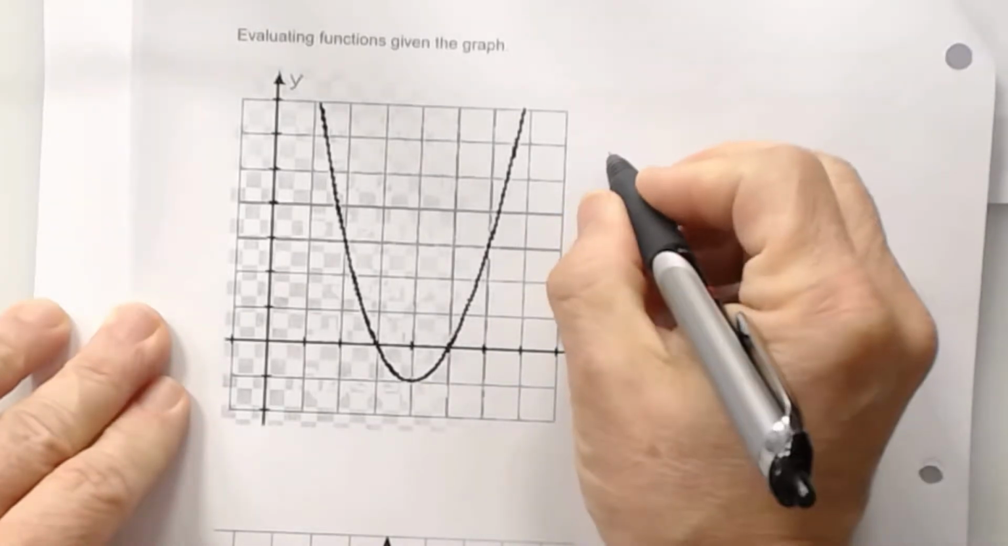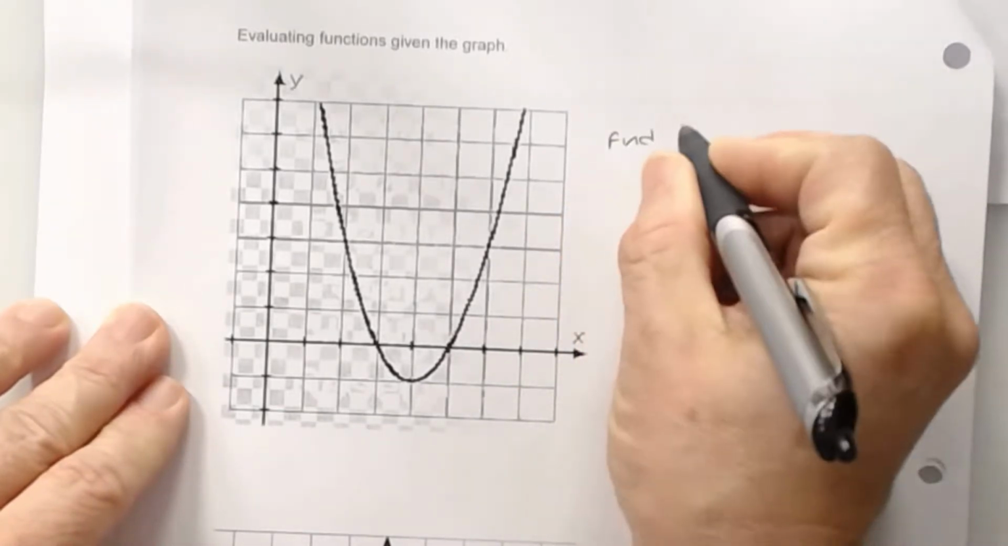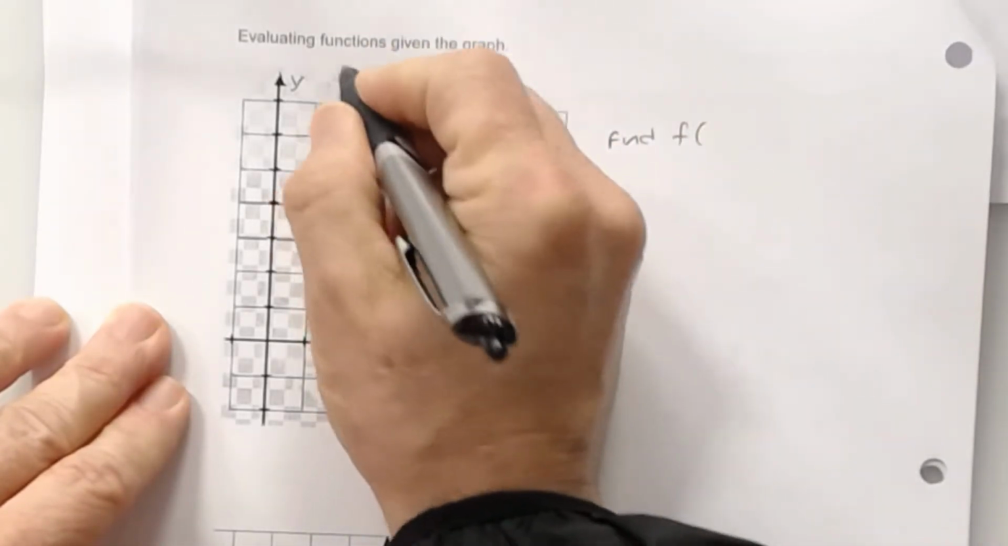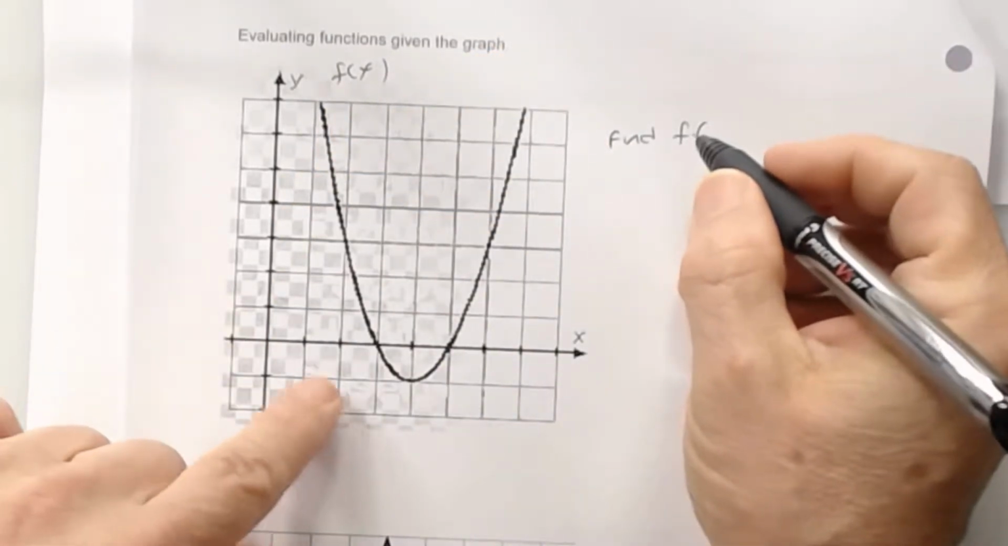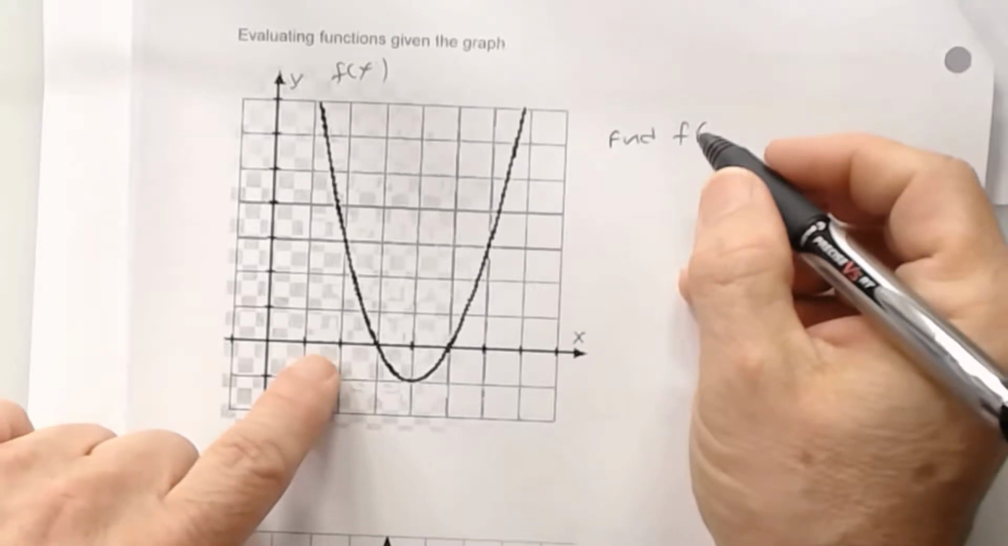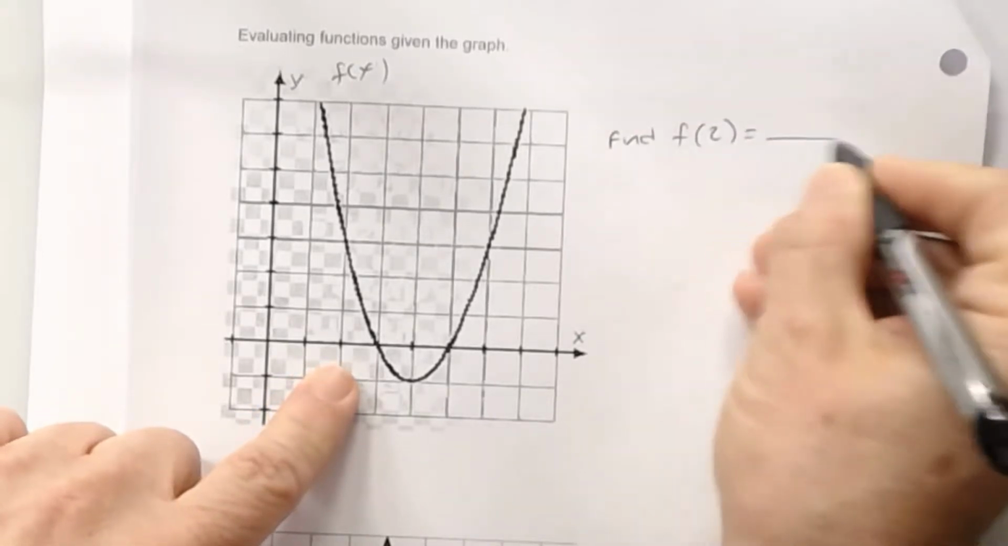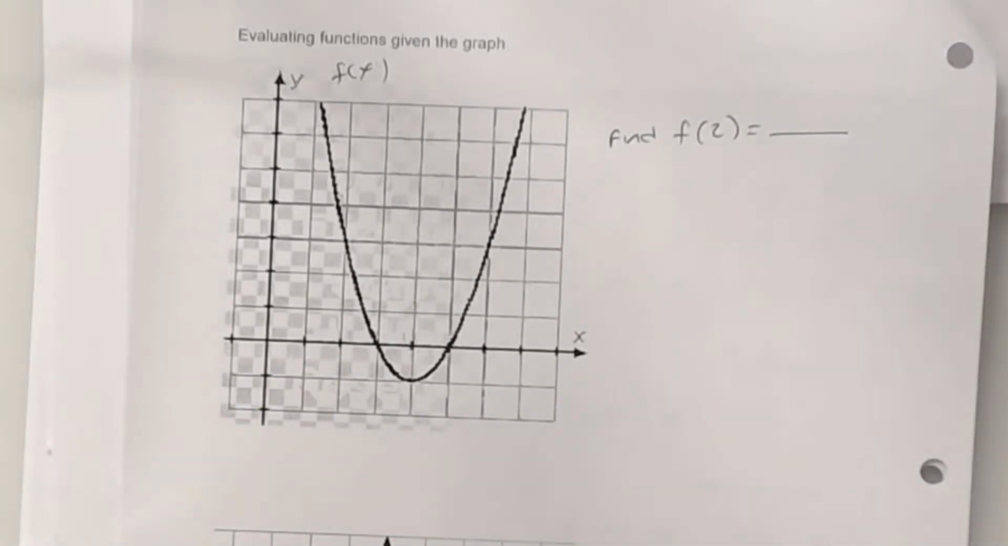So let's suppose this is a function f of x, and you want to find f of 2. So that's how it's going to look. It's going to say find f of 2. So you can look at your graph, and you're going to find out what f of 2 is.